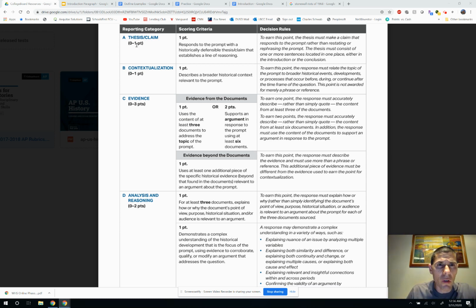Today we're just going to go over thesis and context, but I'll give you a brief overview. You should be able to get all 3 points for evidence, and I'll tell you why when we start practicing the evidence part, the body paragraphs of the DBQ, and we'll get into the analysis and reasoning points. But if you look at this as trying to maximize your points on the rubric, it starts to become easier to salvage a bad situation.